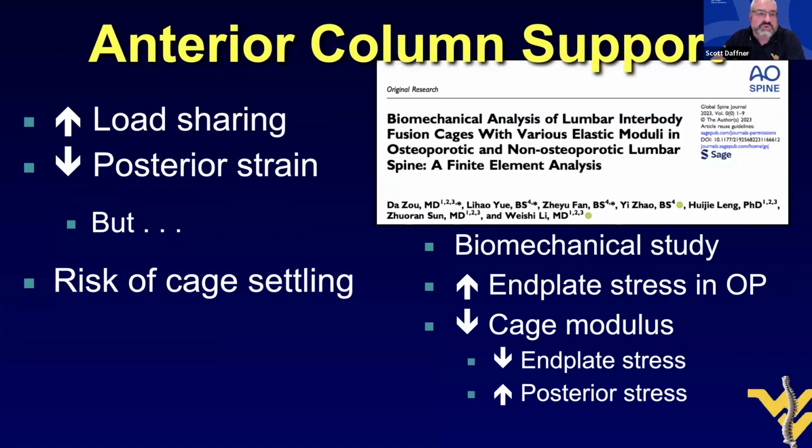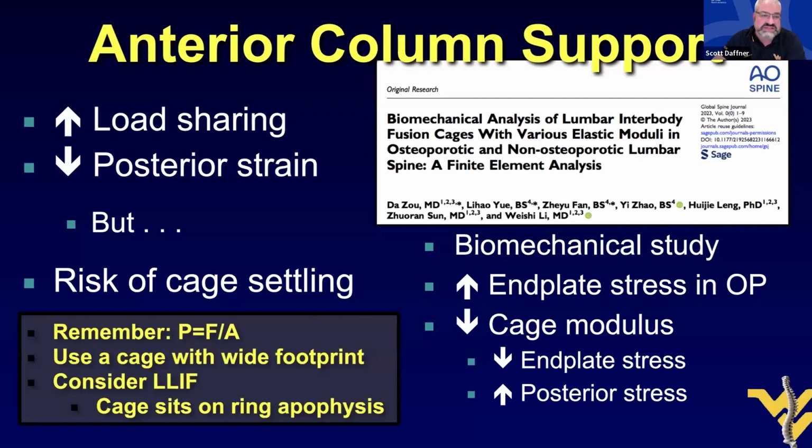And the anterior column support, with a 360 fusion, is obviously very helpful. It increases the load sharing, so it decreases the strain posteriorly. But again, you've got to be concerned about the risk of cage settling. We talked a little bit about modulus, and interestingly, as the cage modulus decreases, the stress on the end plates decreases, but concurrently the posterior stress goes up. So it's a matter of watching that balance.